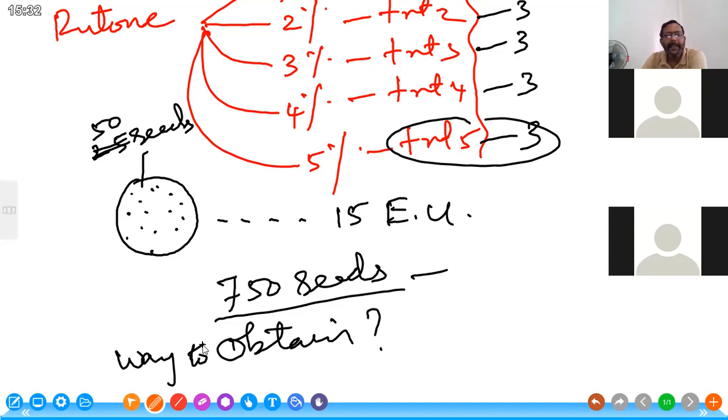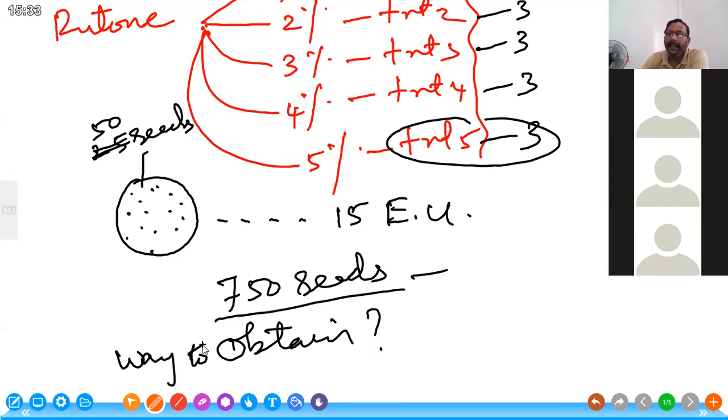So he said we can obtain all these seeds from one single fruit. Whether it is possible to obtain from one single fruit. Let's say we cannot obtain from one single fruit. So what is the other option? Obtain from same tree. Yes, good. Try to obtain from same tree.